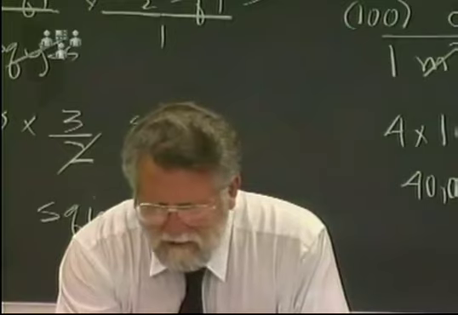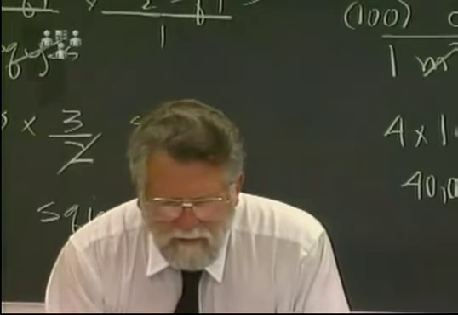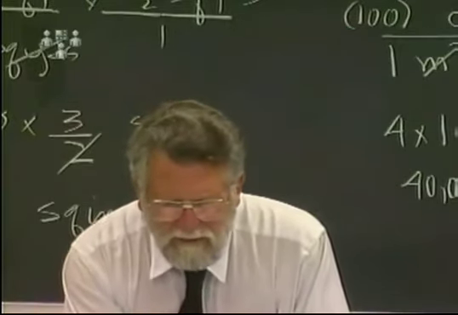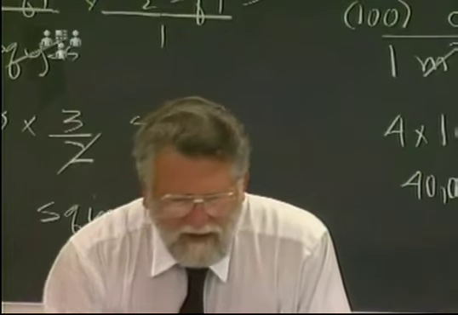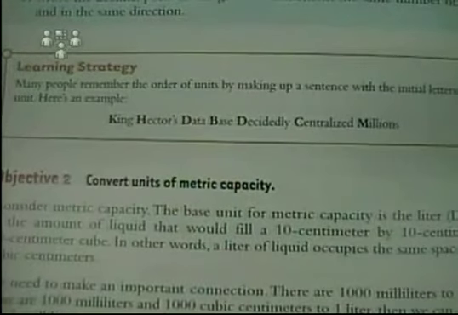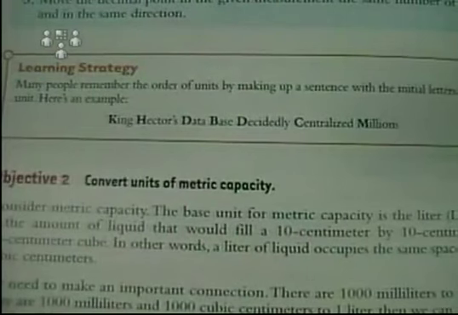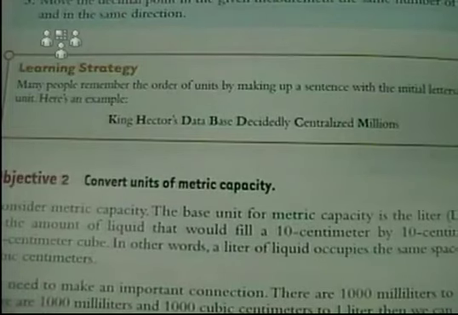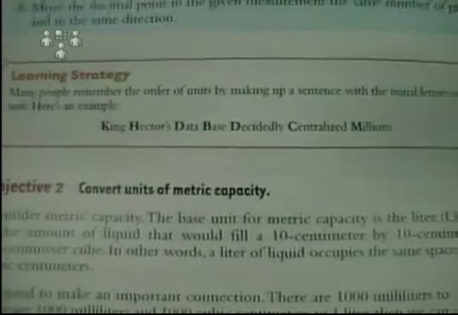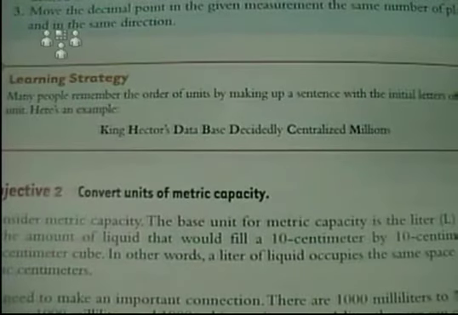Now, I don't know if this helped. King Hector's database decidedly centralized millions. Okay, so King Hector's database decidedly centralized millions, as in remembering kilo, hecto, deca, then your number, then your deci, centi, milli. If you like it, go for it.